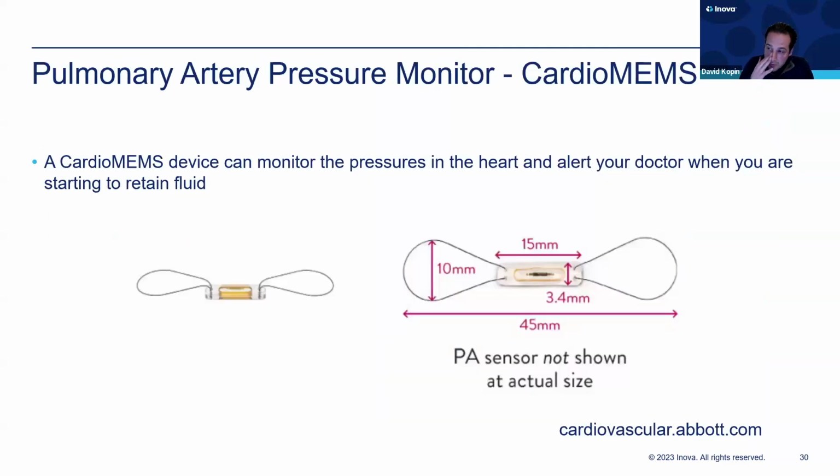And then we get to some more advanced therapies. This is a pulmonary artery pressure monitor that actually goes in the pulmonary artery, which can measure pressures in the heart and try to pick up on fluid retention earlier than even potentially some of the other monitoring methods that we spoke about before, such as weighing yourself or looking for swelling.